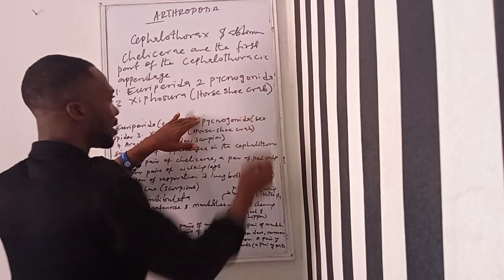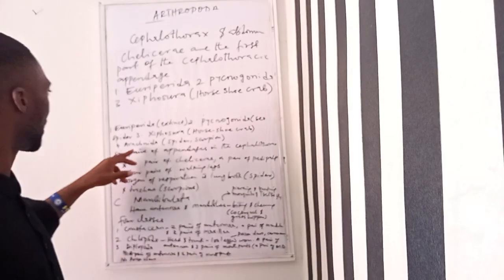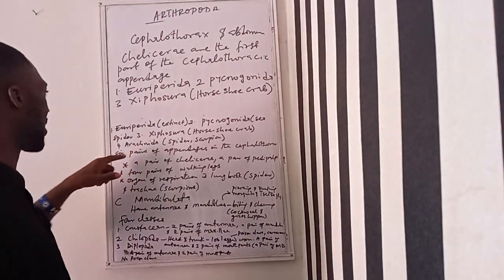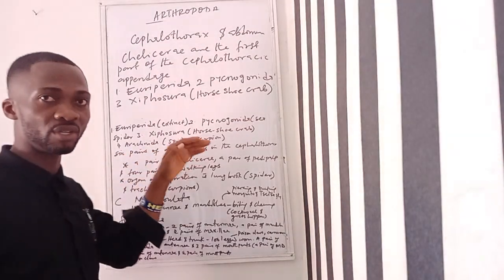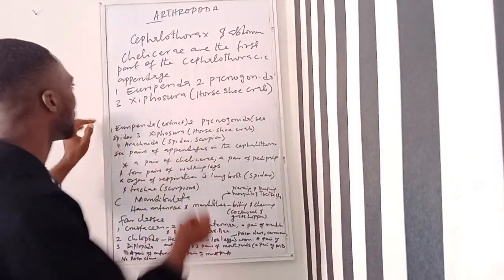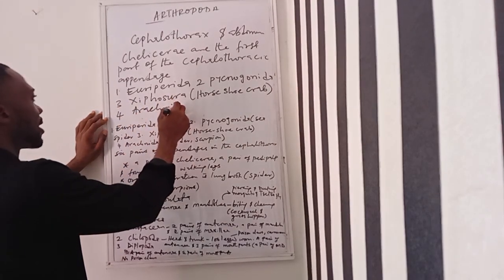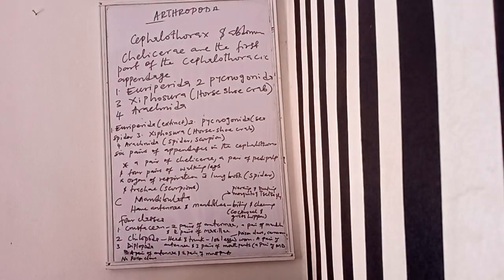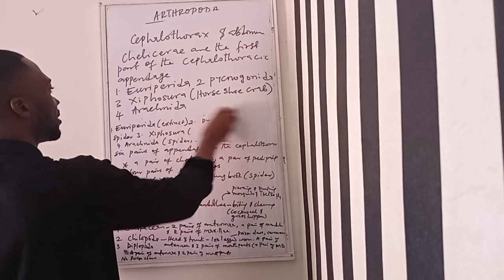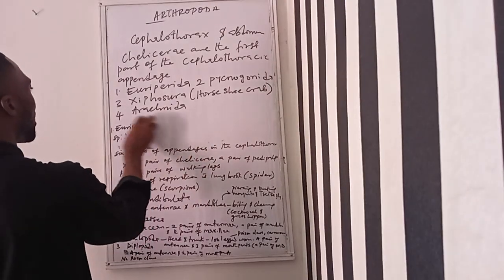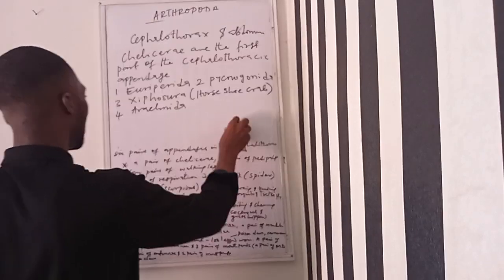Horseshoe crab are found under the Xiphosaura. Then the next one is Arachnida. Of course, this Arachnida is common: the spider and the scorpion. The spider and the scorpion, they are found under Arachnida. And this one is common to us. Everybody has seen scorpion and spider.